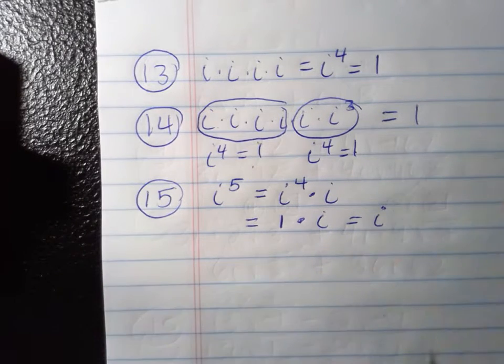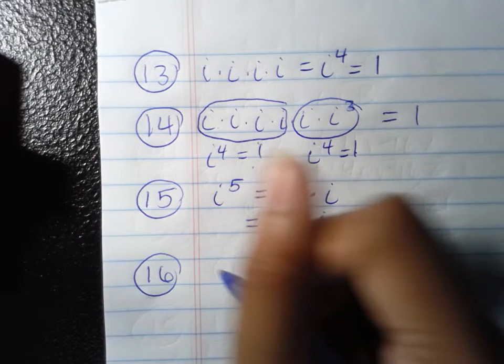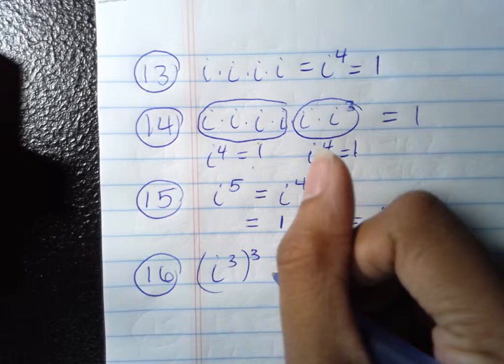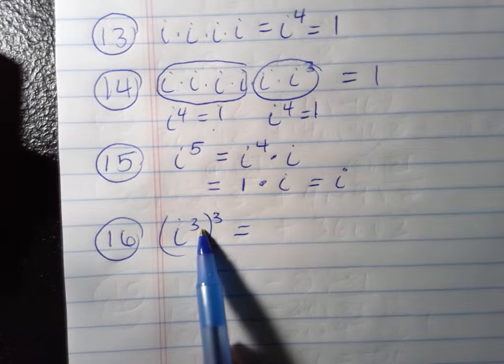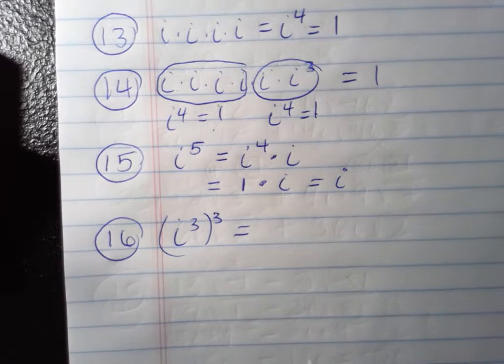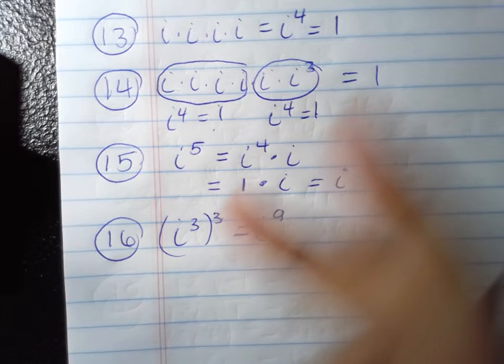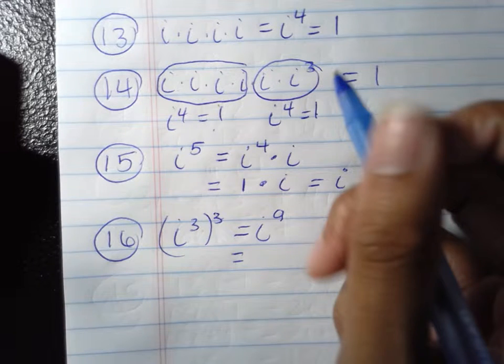Number 16, we have i to the 3rd and a 3 outside. So an old review, when we did exponents, when there was an exponent inside or outside, we multiply them. So 3 times 3 is 9. All right, let's write that in relation. So the highest number we have here is i to the 4th. So i to the 4th.